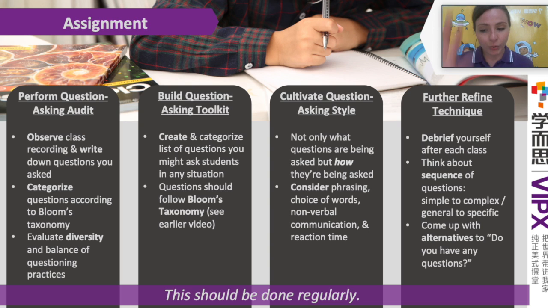So from there, you have your raw material. You're going to build your question asking toolkit. Here, I want you to create and categorize the list of questions that you might ask students in any given situation. This one's a little bit tougher because you don't necessarily have a specific set of materials in front of you or a class observation to form these questions.